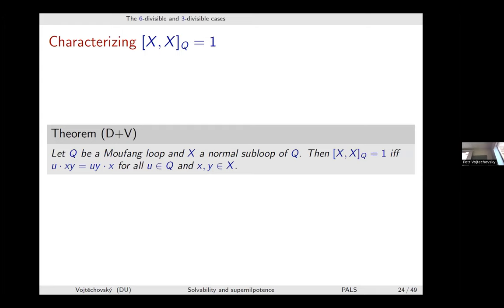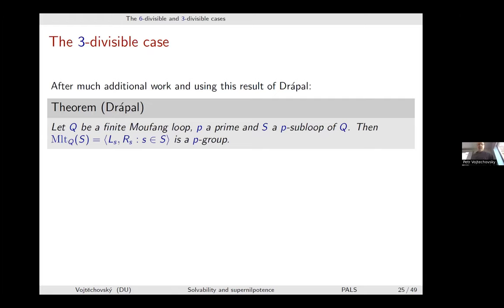It sort of suggests that something has to commute. If U is equal to 1, then you see that X is to be commutative, right? It's also sort of an instance of an associative law, but not for all elements, all triples from Q, but two of them have to be from the normal subloop. So it's a weak version of associativity.